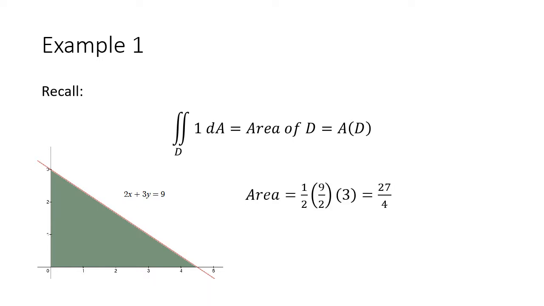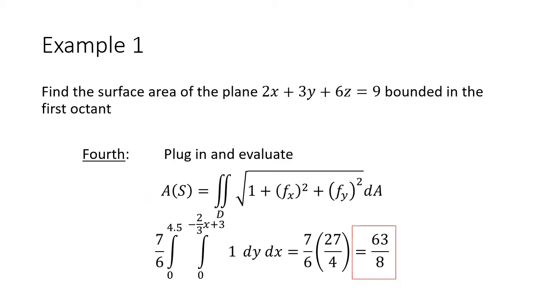The base is 4.5, or 9/2. The height is 3, and so 1/2 times 9/2 times 3 is really 27/4, which means we can bring that back to my problem. And I still have that 7/6. Don't forget that constant was factored out in front. So 7/6 times the area of my triangle, 27/4, and my answer becomes just 63/8. Now, that's my answer.